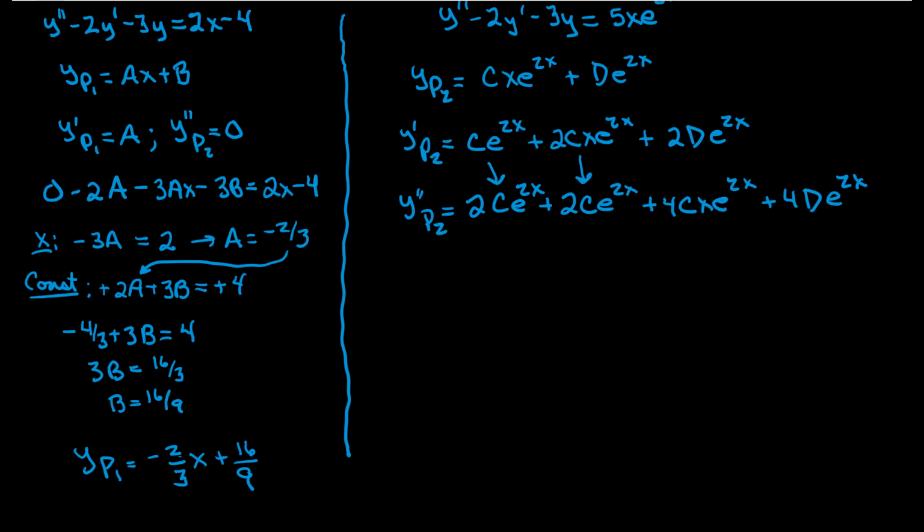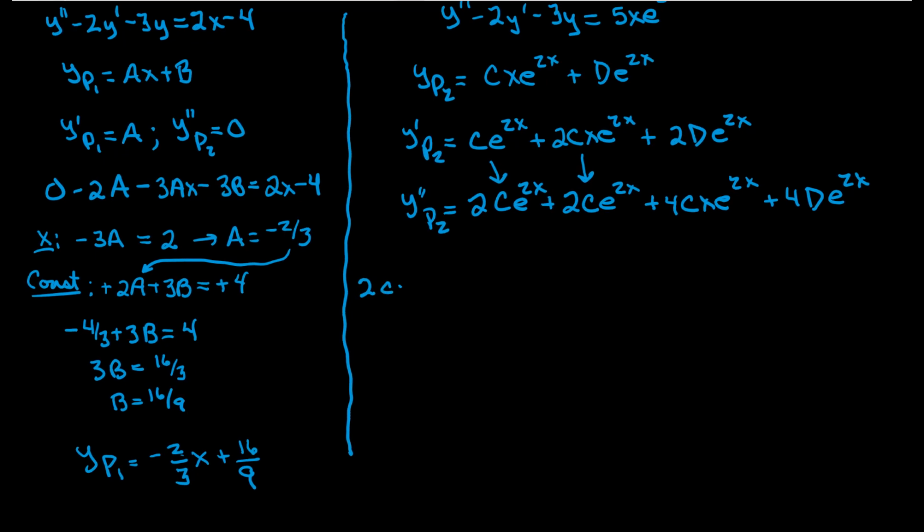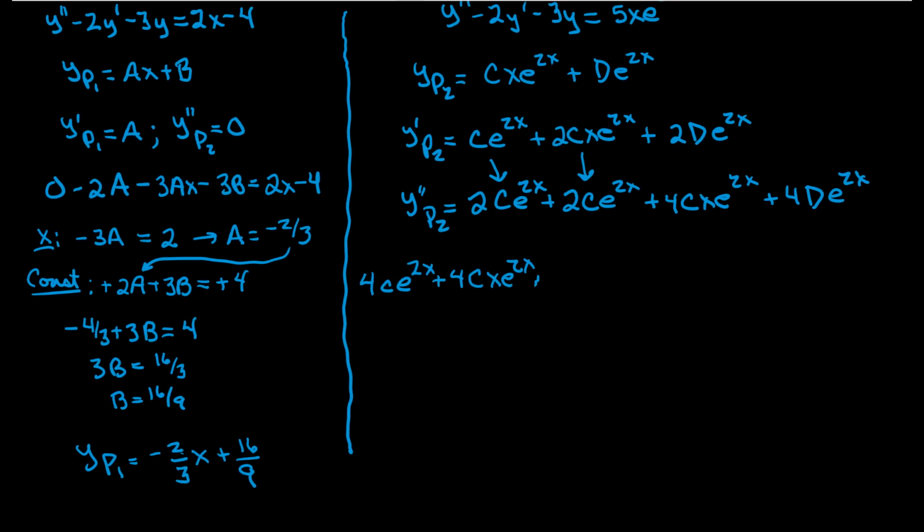I'm going to substitute all of these into the original equation way up there at the top. Starting with the second derivative, I'm going to have this 2c e to the 2x plus 2c e to the 2x, which is going to give me 4c e to the 2x plus 4cx e to the 2x plus 4d e to the 2x.